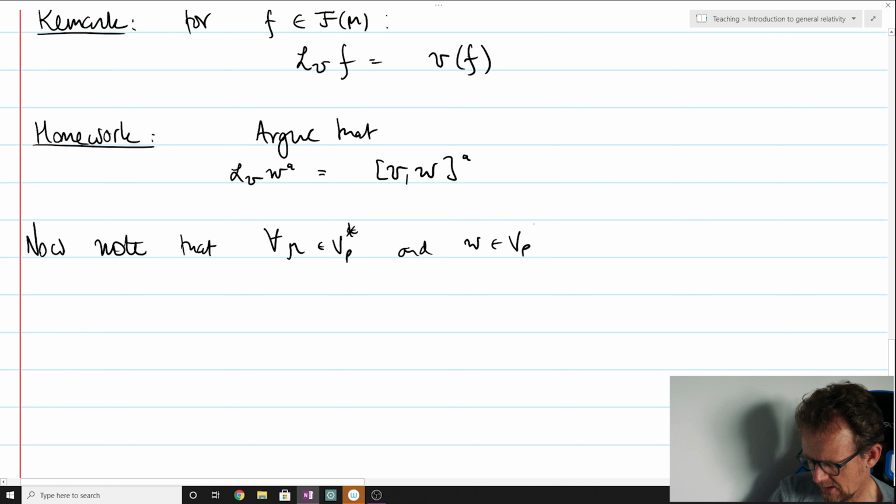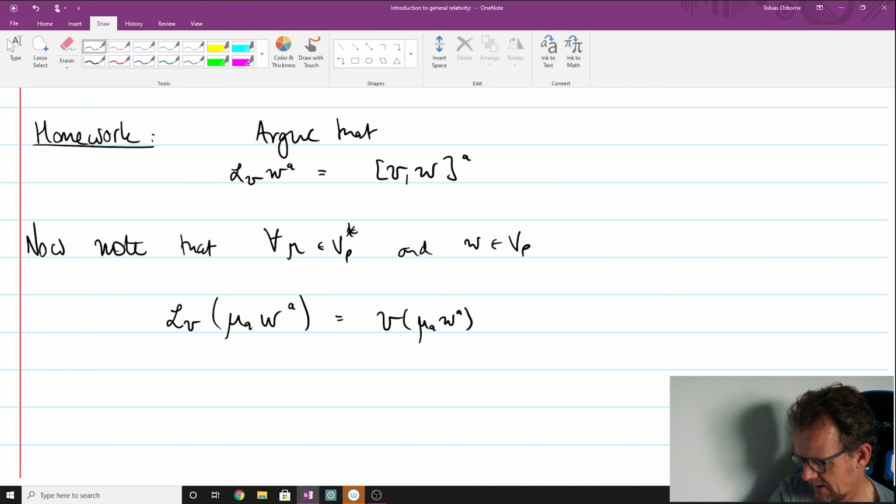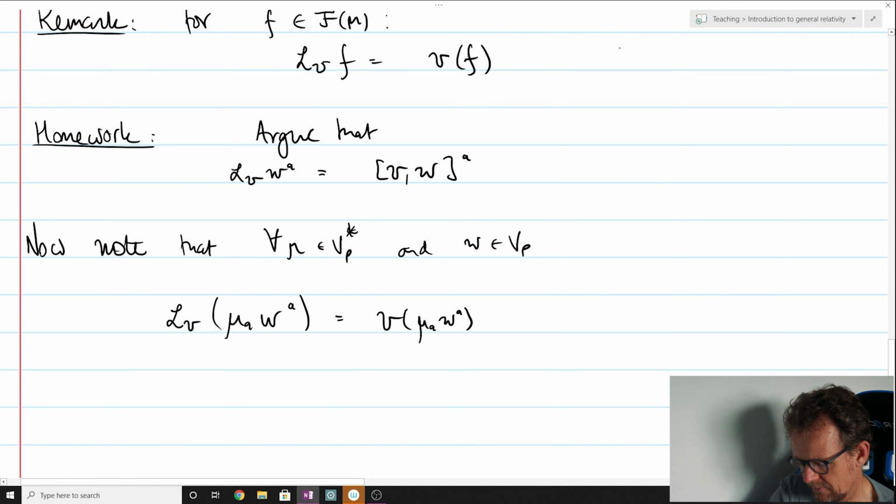W in V_p, because of the action of the Lie derivative on scalar functions, we have that when you contract a dual vector against the normal vector, you get, well, that's a scalar function, right? So the Lie derivative of that, there's a formula for that. That's just applying V to this contraction. And we may as well give this thing a name, star.